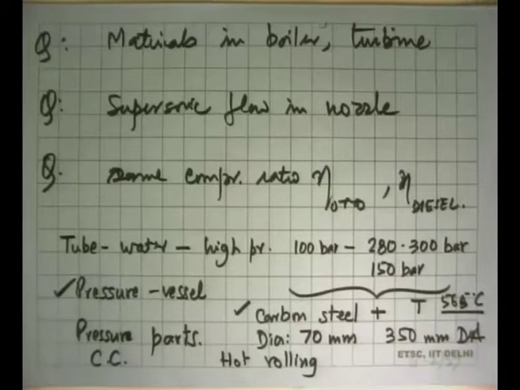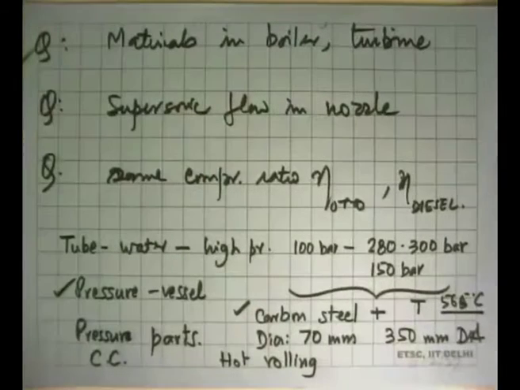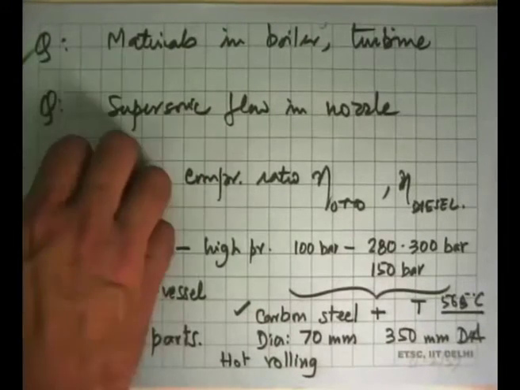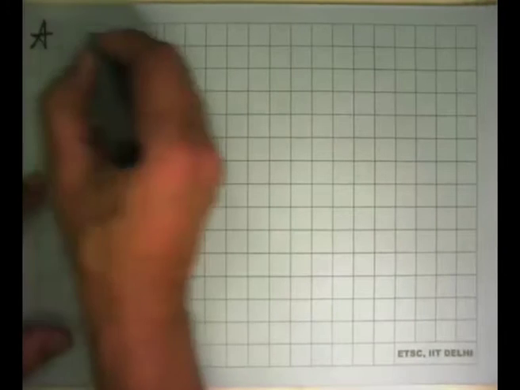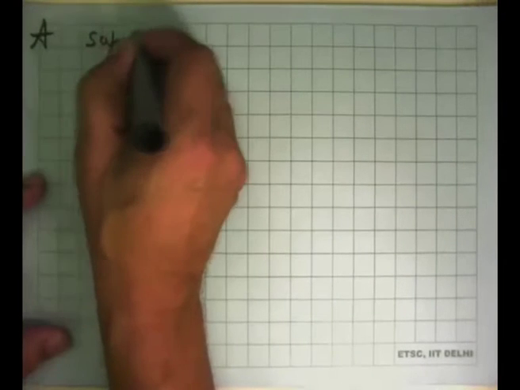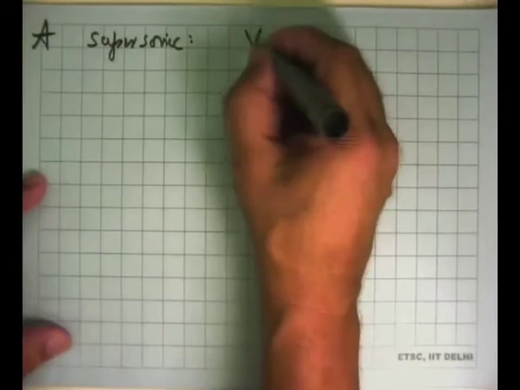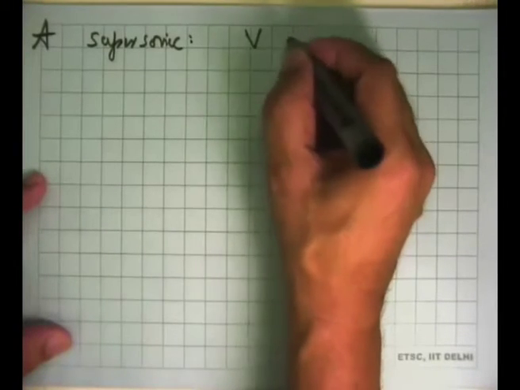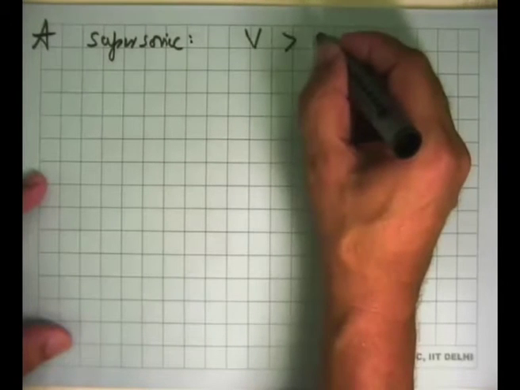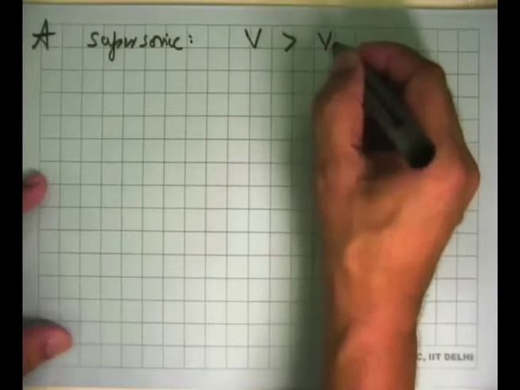So that was one question. The next question was, what about supersonic flow in a nozzle? So this is what it is. When you say supersonic flow, what we mean is that the local velocity is greater than the local speed of sound, or c.